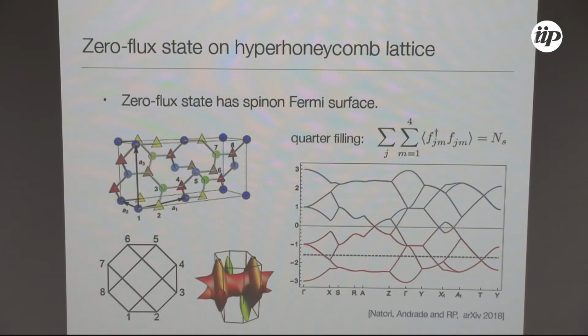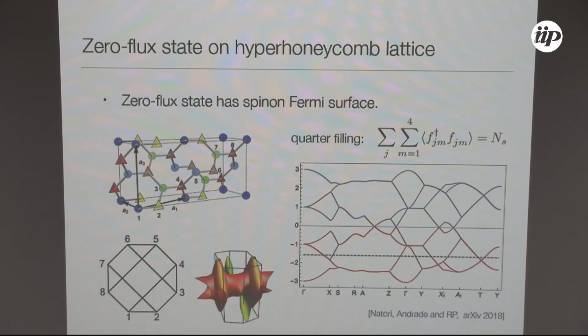Here is the first state that we looked at. This is the zero-flux state, so it's the simplest case. We just take those mean field parameters chi to be uniform on this hyperhoneycomb lattice. Here we're using this representation of the hyperhoneycomb lattice as a body-centered cubic lattice with an 8-site basis. So these are the 8 sites represented here, and this line just represents that the hopping is the same, and which sites are connected by the bonds. In addition, you have to impose this quarter filling condition on average, so there will be one fermion per site to represent this local spin.